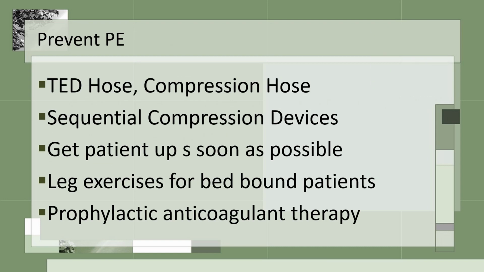We can prevent PEs by using TED hose, compression hose, sequential compression devices, getting patients up as soon as possible after surgery, leg exercises for bedbound patients, and prophylactic anticoagulant therapy.